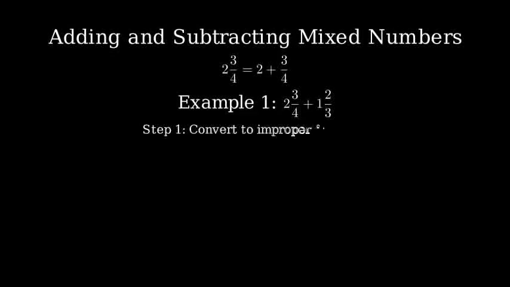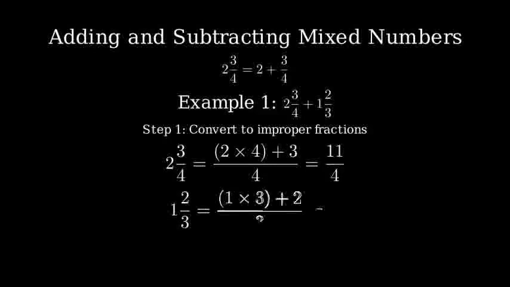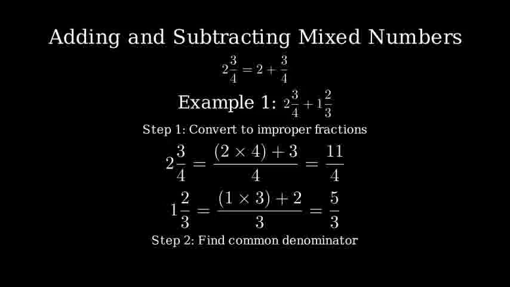The first step is to convert each mixed number to an improper fraction. For 2 and 3/4, multiply 2 times 4, which is 8, then add 3, giving us 11. The denominator stays 4. For 1 and 2/3, multiply 1 times 3, which is 3, then add 2, giving us 5. The denominator stays 3.